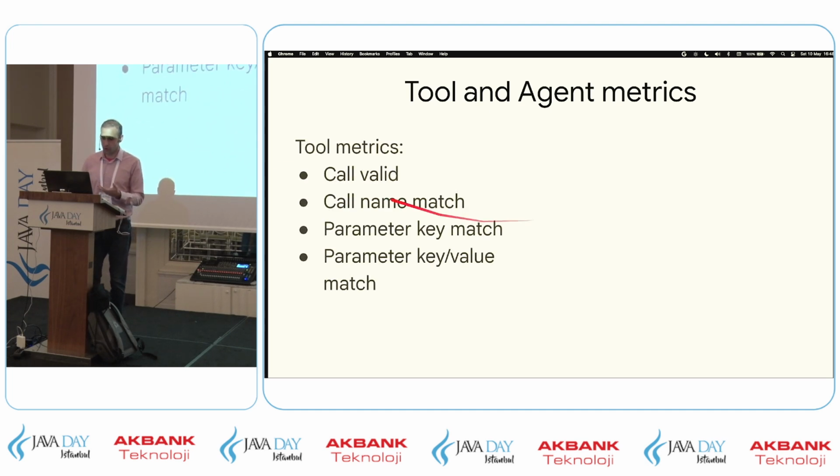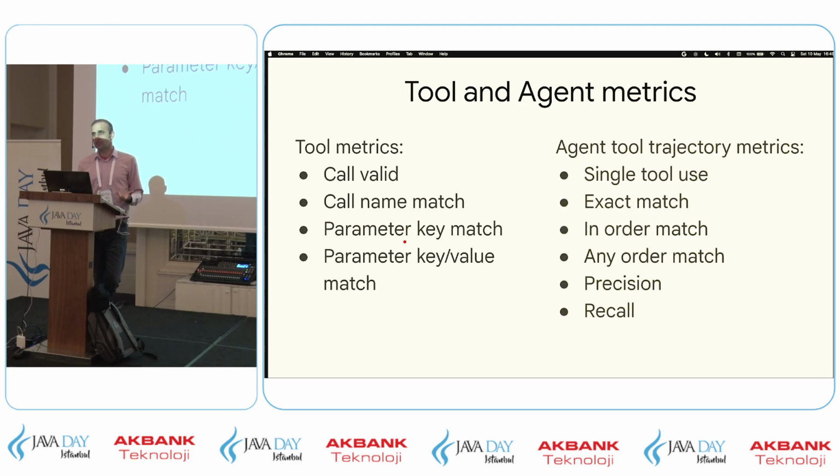For example, for tools, you can check things like, is the function call that the LLM wants to make valid? Is it calling the right things? Does the name match? Or do the key and the value match? Stuff like that, right? So these are the tool metrics that you can measure.